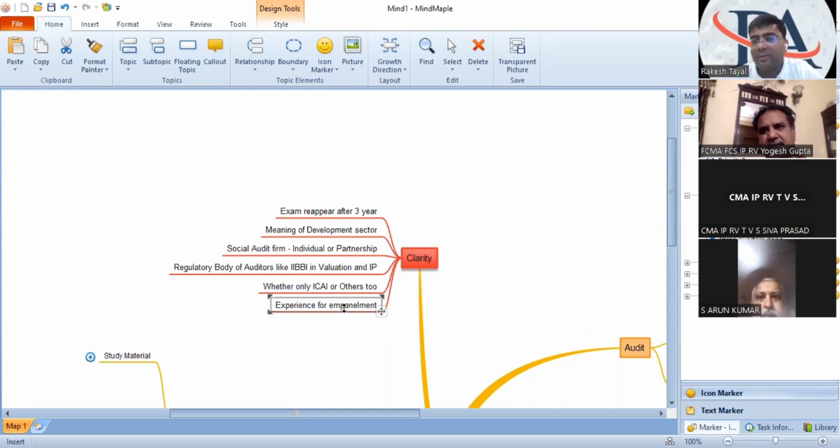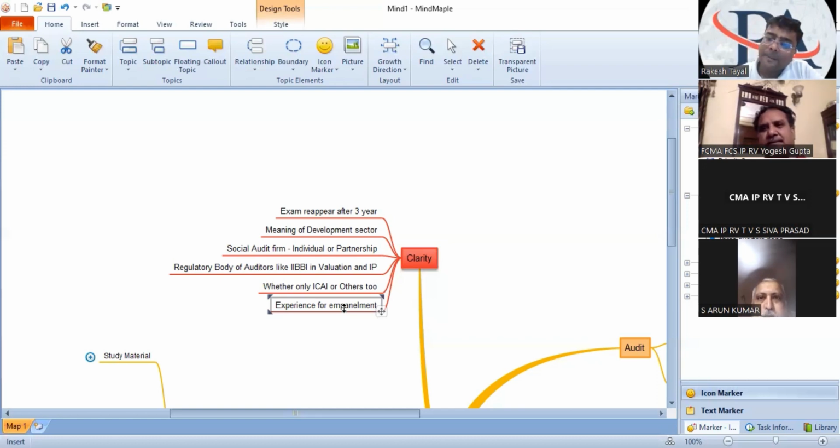Then, regarding a regulatory body of auditors like IBBI for valuation and IP, the regulatory body for this is SEBI, but we are not registering the social auditor with SEBI. Like in valuation, they have authorized the SROs. So there is an SRO of ICWA, an SRO of CA, an SRO of ICSI. You have to get yourself registered with them. There are 16 RVOs, so we are not required to register with IBBI.